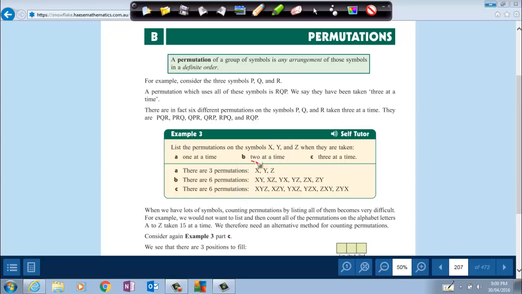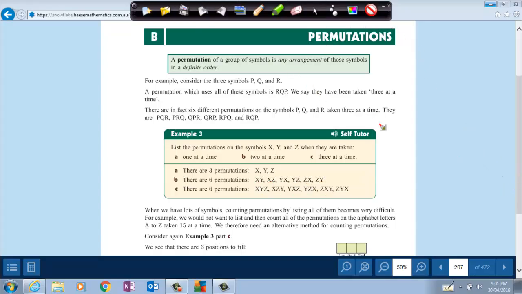If you had to pick out 2 at a time, then you could have XY, XZ, YX, YZ, ZX, ZY. And there are 6 different ways of picking out 2 from that set of 3. If you did 3 at a time, it'd take a while to try and work it out, but you can see that also you would get 6 different ways of organising them, 3 letters at a time.